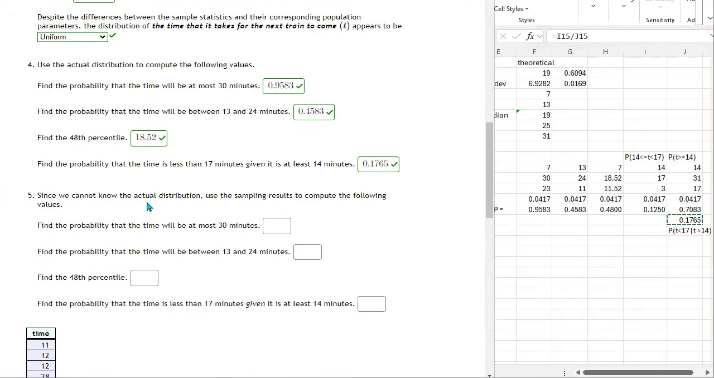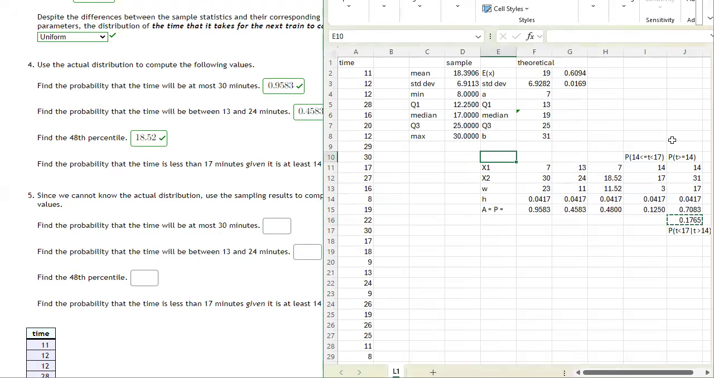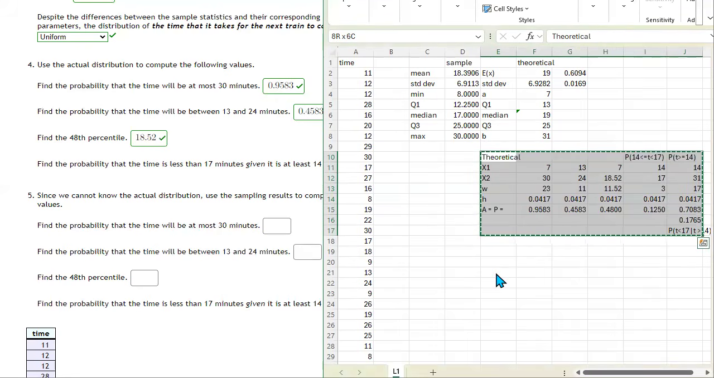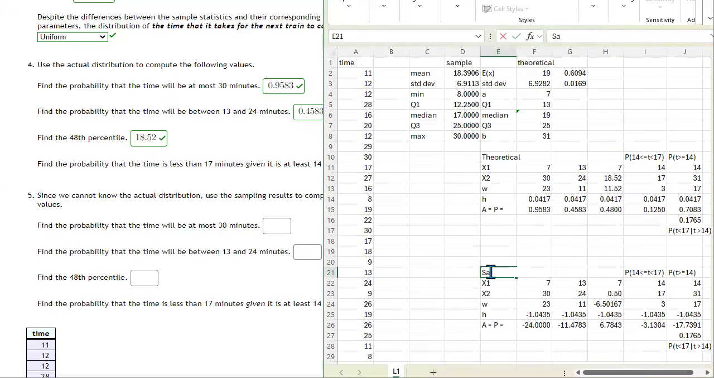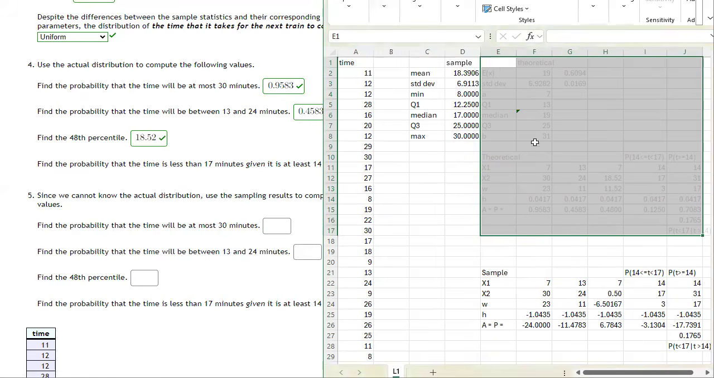And since we cannot know the actual distribution, we're going to approximate these numbers with the distribution from the sample. This is the theoretical, right? I'm going to copy all these numbers here. I'm going to copy all this. I'm going to paste it down here. I'm going to call this sample. We can't know the things in gray, right?